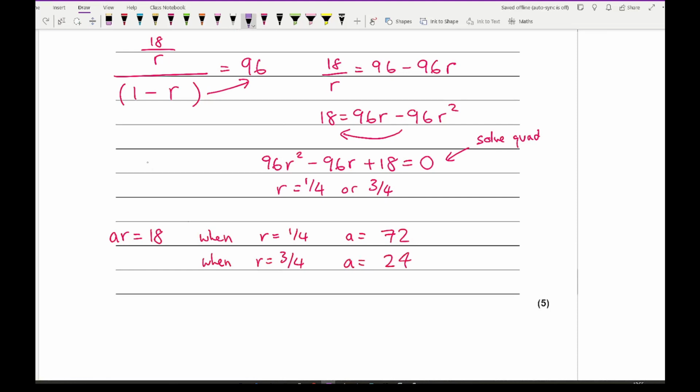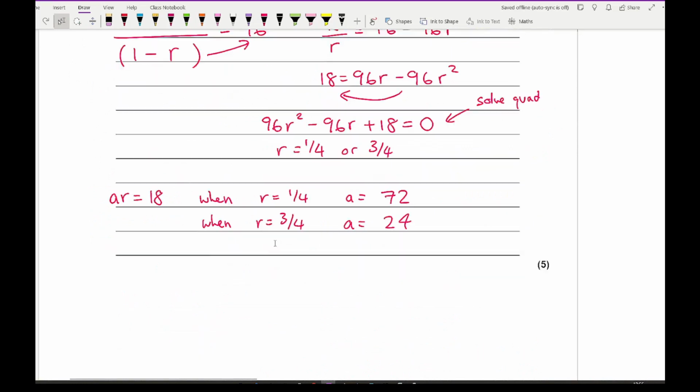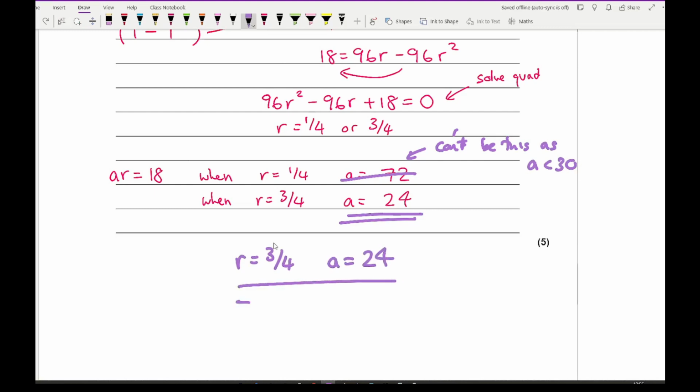Now if we go back to the original start of the question, we know that a must be less than 30. So out of these two values, it can't be this one, as a is less than 30. So a therefore must equal 24. So here we get an r value of 3/4 and an a value of 24.